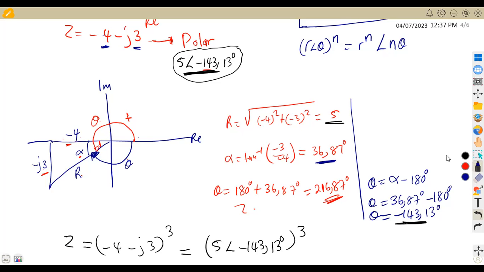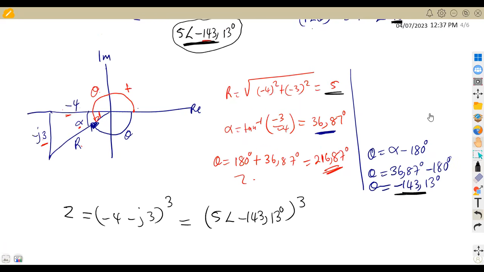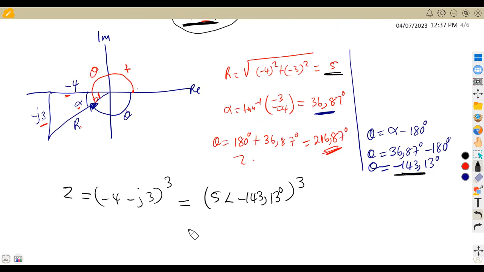This is where now you can apply the law that I was indicating: a number in polar form raised to a certain exponent, the exponent will affect the resultant and also multiplies the argument, which is the theta. So meaning to say 3 is going to affect this in our exponent. So this z is going to be 5 to the exponent of 3, and 3 times this angle of -143.13.